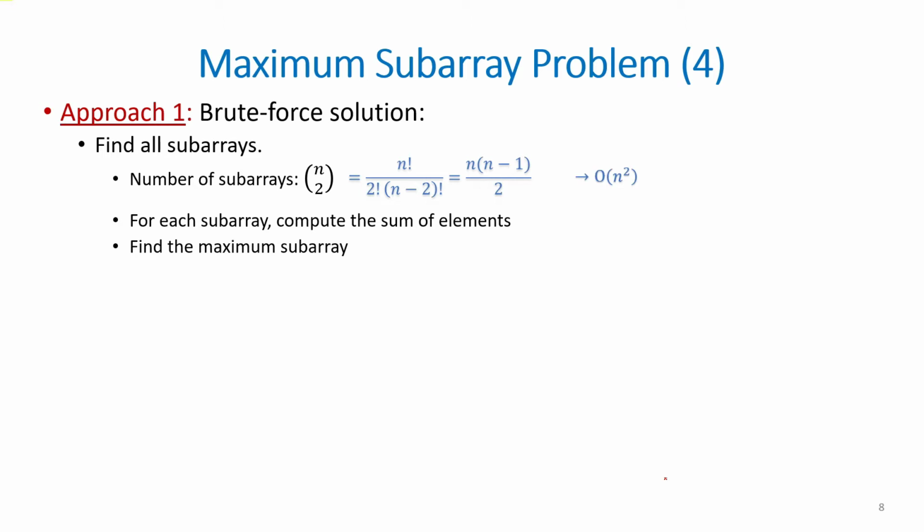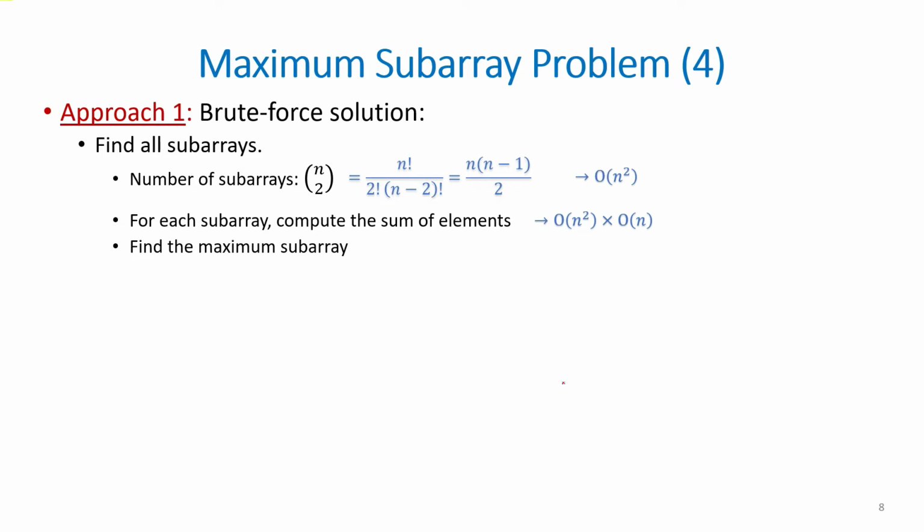Then we have to add up the elements of each subarray. Since the longest subarray can actually contain all the n elements, we would have to add all n elements. So we have n to the power 2 number of subarrays, and we have to add up all the elements in each of these subarrays. This therefore results in a running time of O(n) squared times O(n).